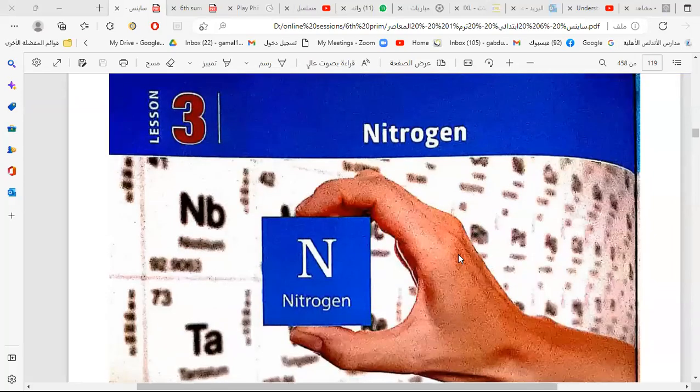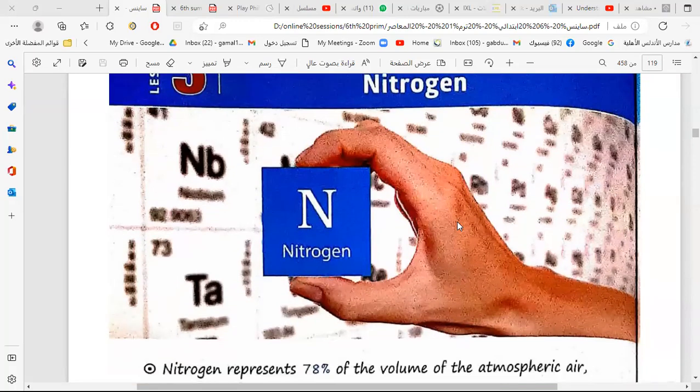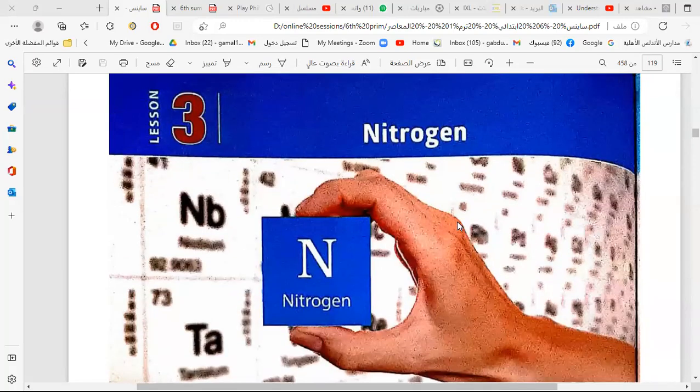Today, inshallah, we are going to study lesson 3 in unit 3, which is nitrogen gas. In this unit, atmosphere, we studied oxygen gas and carbon dioxide gas. And now we are going to study nitrogen gas.